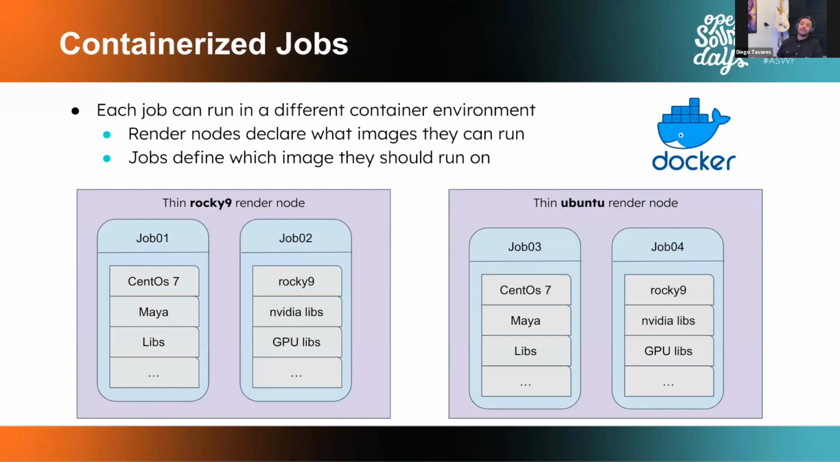So for example, you can have an image with a CentOS 7 environment with all your Maya dependencies, all your libraries for Maya. And you can say that this render node, in this example a Rocky 9 render node, has this image available. And you can create a job, for example, that requires that image. And OpenCue will only dispatch that job to a render node that contains the right image, and you run the job inside of the container.